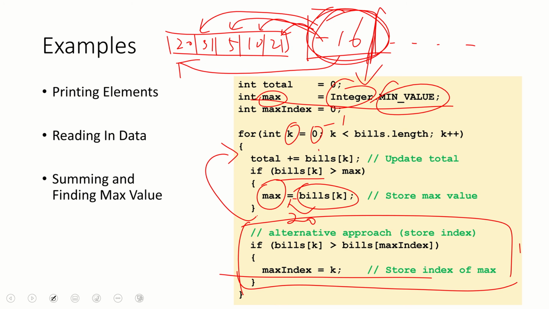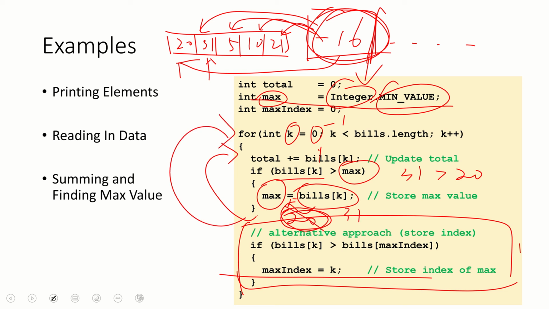You have index 1 compare with max. What's the max right now? The max is 20, right? So right now, what's the element at index 1? It's 31. Is 31 greater than 20? Yeah, that's right. So we update this max to 31.